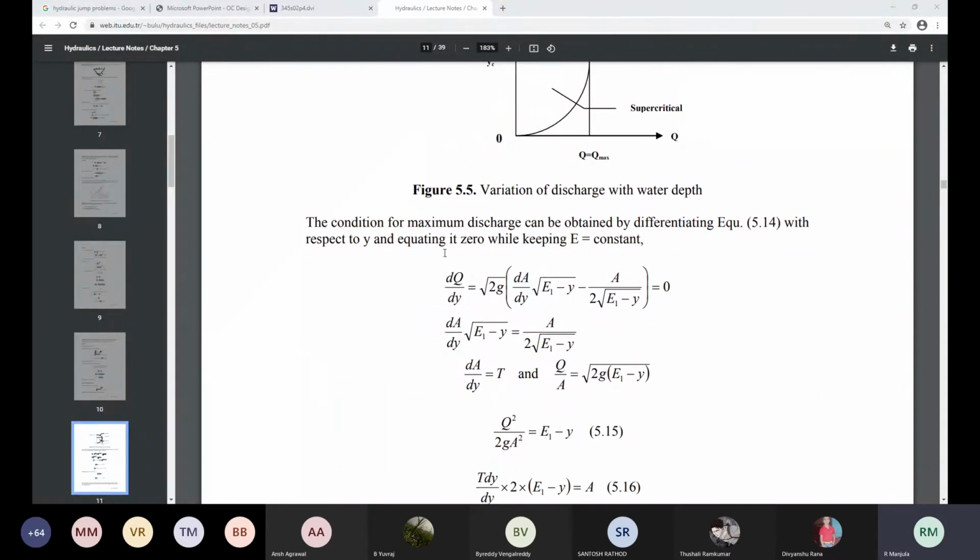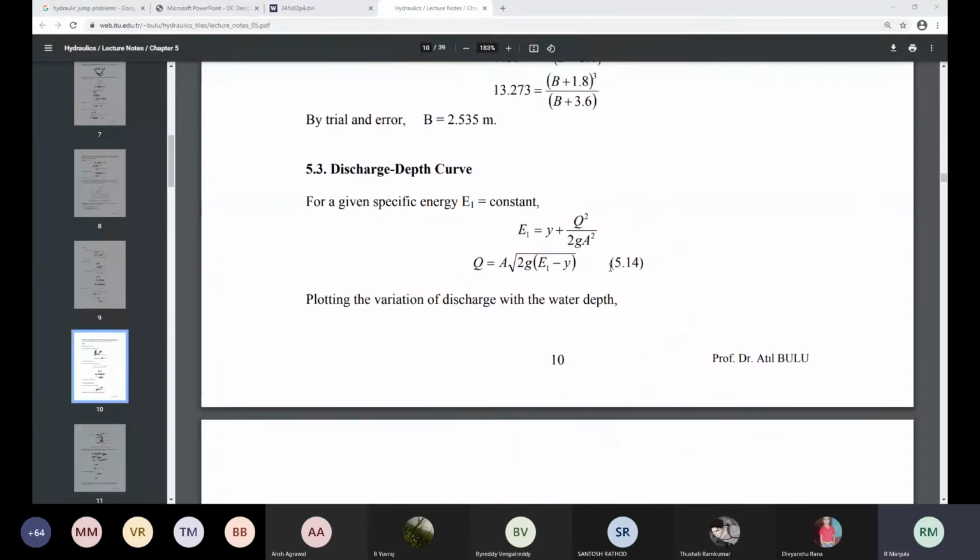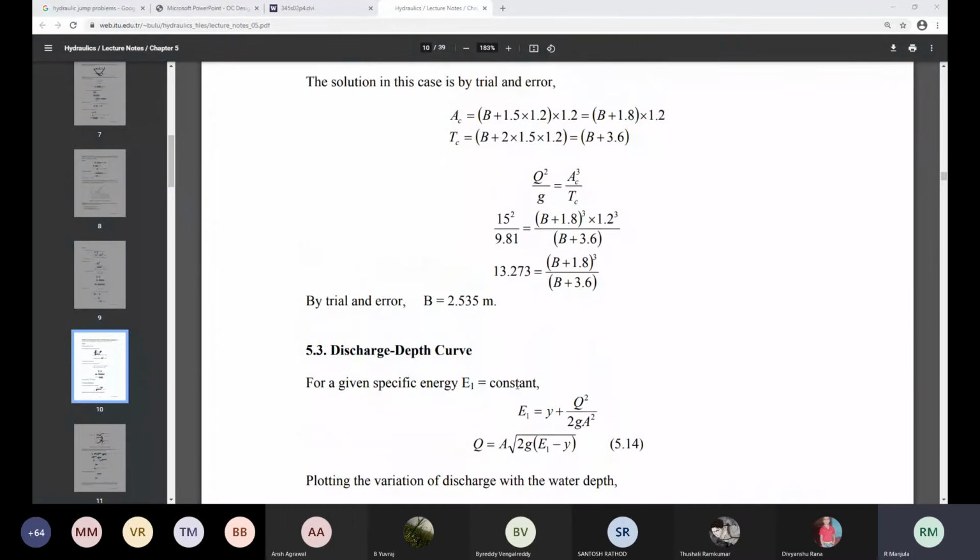So the condition for maximum discharge can be obtained by differentiating equation 5.14 with respect to y and equating it to 0, since we are keeping E constant. What is your 5.14? It is nothing but this one: E1 is equal to y plus q square by 2g A square. Or Q is equal to, from this equation, you bring E1 minus y on the other side, multiply by 2g, then take the square root, into A.